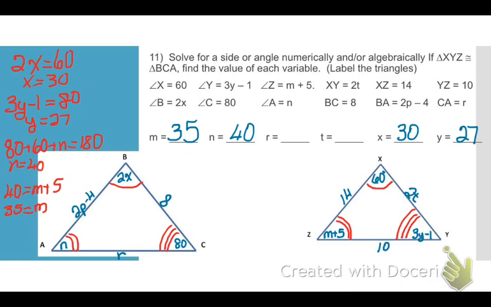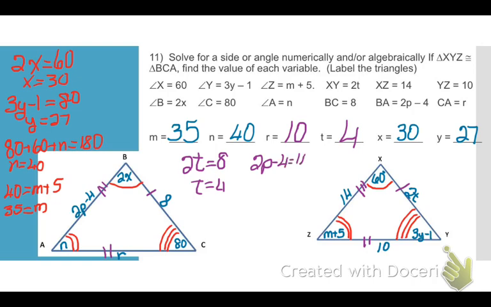Now, I'm going to ignore my angles and just look at my side lengths. And I know since these two triangles are congruent that the corresponding sides are congruent. Therefore, right away, I know that AC equals ZY. So therefore, R is 10. And BC equals XY. Therefore, 2T equals 8, and T equals 4. And lastly, I don't have it on my slide, but I think it's on your paper. 2P minus 4 has to equal 14, and when I solve that, I get that P equals 9.